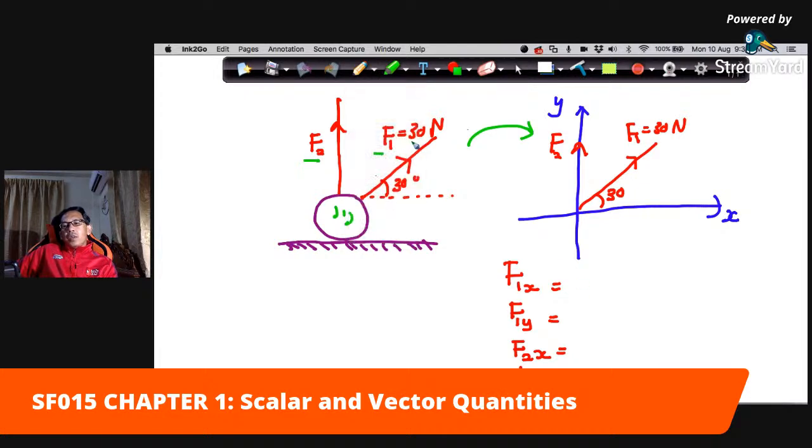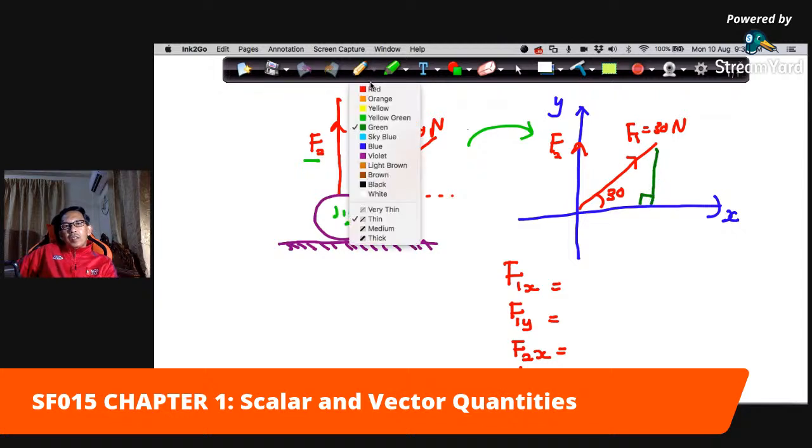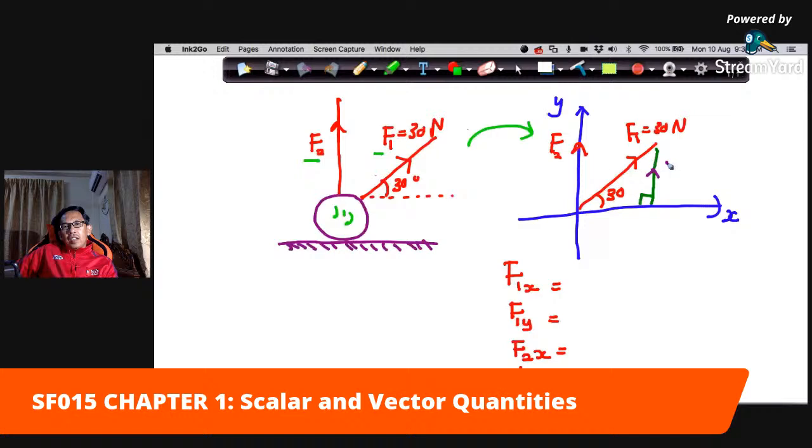Alright. Sama juga konsep dia. F1X. So macam biasa kita buat satu segitiga kat sini. This is 90 degree. So this is direction ini F Y, maksudnya 30 Newton direction of the Y, and direction ke sana ya. This is X ke sana. This is F Y. Sorry. This is F X. So F Y, F X.